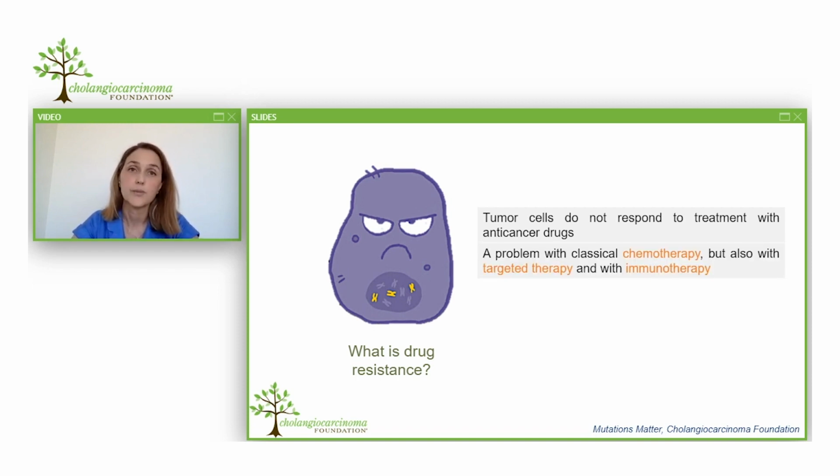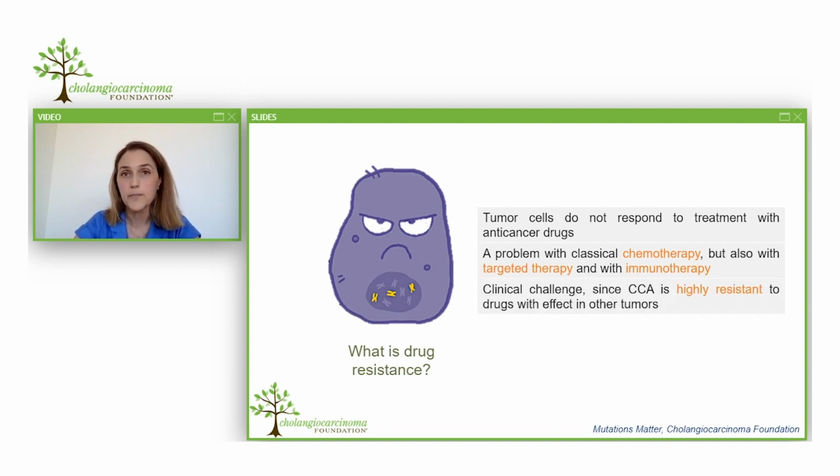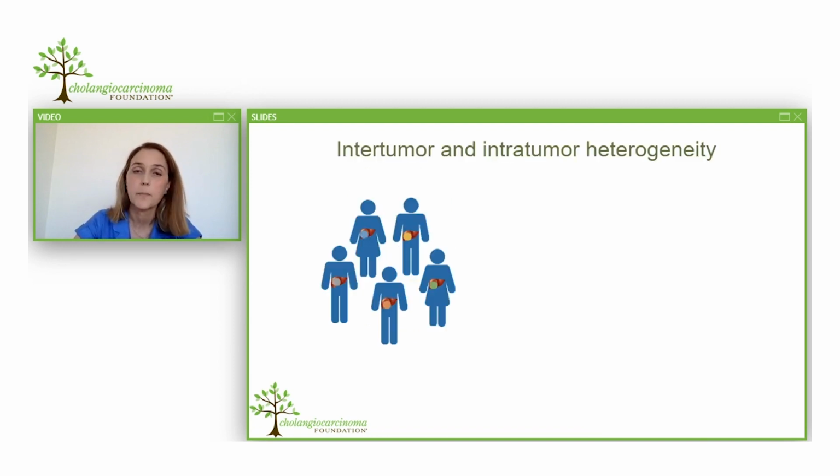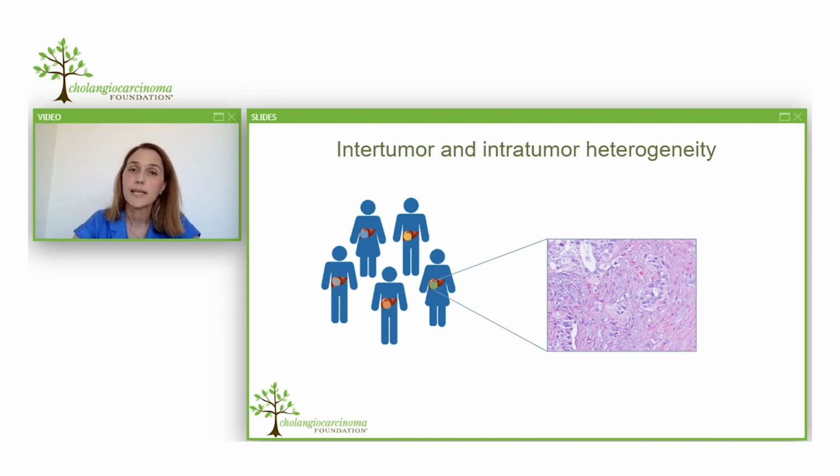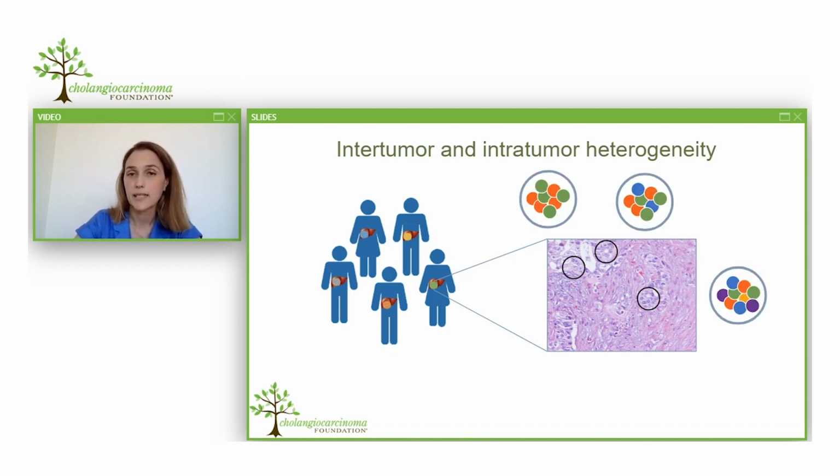This is a problem that occurs with classical chemotherapy, but also with targeted therapy and with immunotherapy. And it's a clinical challenge since some drugs that have a certain effect reducing the growth in other solid tumors are not so effective in cholangiocarcinomas because biliary tumors are highly resistant. Another thing you know is that cholangiocarcinomas are characterized by heterogeneity. When we compare tumors from different patients, we can see important differences, but also in one tumor, we can have different cells with different characteristics, and this explains partially drug resistance.